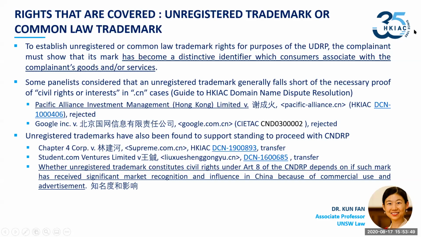So I know this is still a controversial topic, so I'm happy to come back to the discussion later. So I'm more inclined to take the approach that whether unregistered trademark constitutes civil rights in Article 8 of CNDRP will depend on if such mark have received significant recognition or influence in China because of commercial use and advertisement. And if the mark are comprised solely of descriptive terms, then there would be a greater onus on the part of complainant to present evidence of acquired distinctiveness. We can turn to the next slide, please.